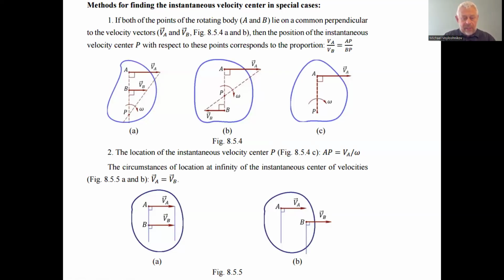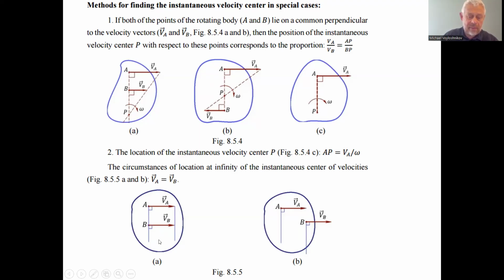Besides, we have more properties, the circumstances of location of the instantaneous center of the velocity at infinity. If we have two points with constant velocities on the same perpendicular, so the velocities VA and VB are the same, then the point of intersection of the line connecting these two points and the line connecting the ends of the vectors of the translational velocities of these two points in the mechanical body is in infinity.